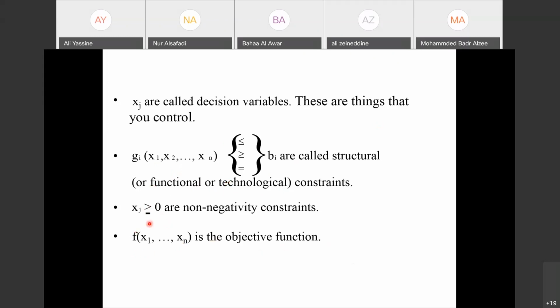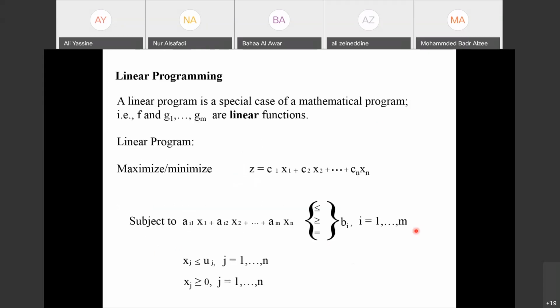And the set of constraints that describe x_j larger than or equal to 0 are called non-negativity constraints. I will revisit all of these in more detail throughout this lecture, so don't feel frustrated yet.